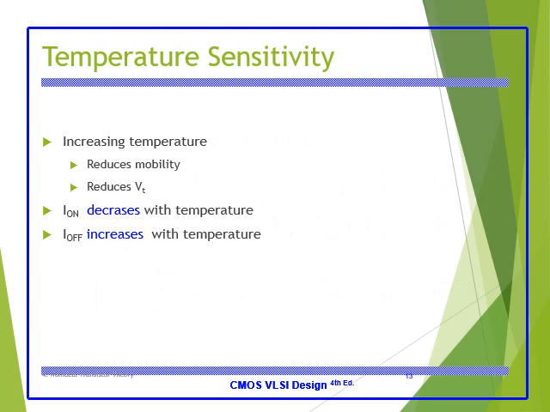Next, temperature sensitivity. Increasing temperature reduces the mobility and reduces the threshold voltage. On current is decreasing with temperature and off current is increasing with temperature. That graph is shown here, the voltage and temperature graph.